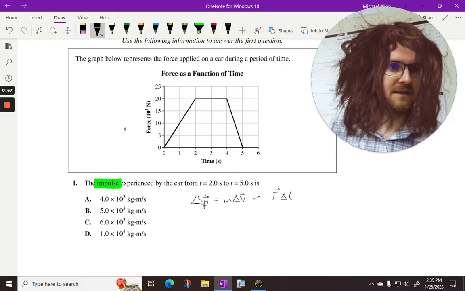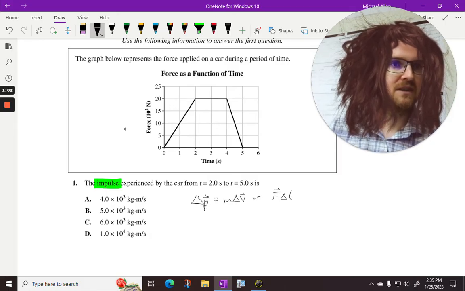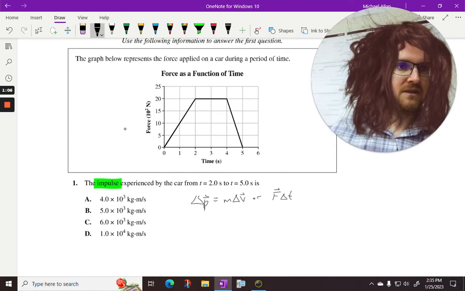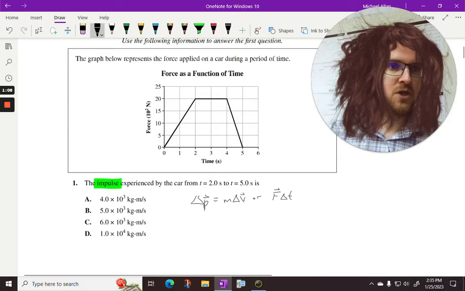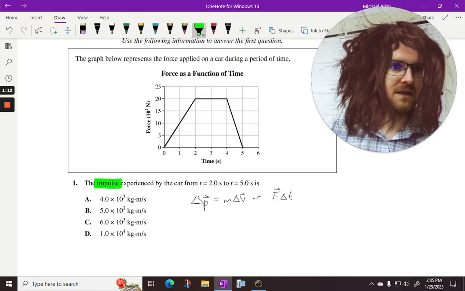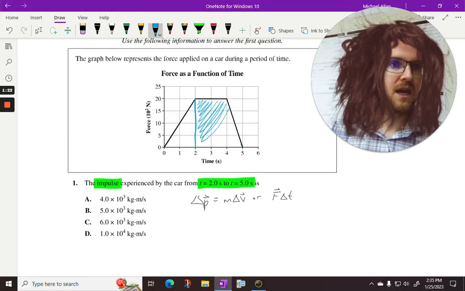You notice that this is a vector, so it does have direction. It doesn't really specify direction in this picture. Let's just assume forwards. And so they want us to find the impulse from 2 to 5 seconds here. So again, we've got some key words here. We're not going from 0 to 5 seconds. We're going from 2 to 5. So it looks like they just want us to find the impulse in this area here.